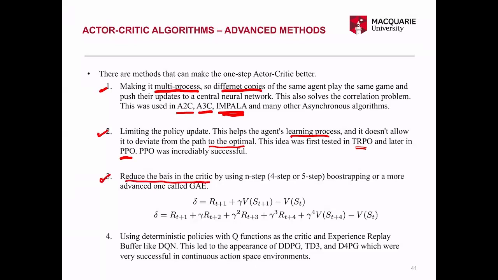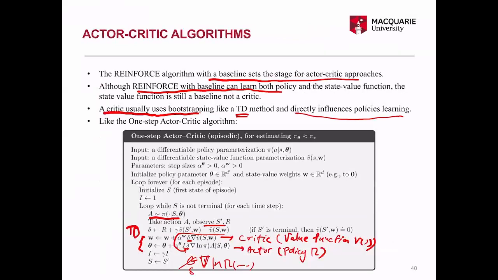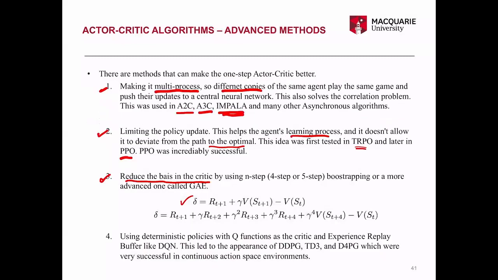The other thing is to reduce the bias in the critic. So notice the bias that we used in our previous algorithm. This is the TD that we used. This is one step, right? So we go one step forward and update this thing. We can make it more than one step. We can make it 4-step or 5-step or even more. So this is the exact same delta, but instead of just bootstrapping after one step, we observe more rewards, and then we bootstrap after that.